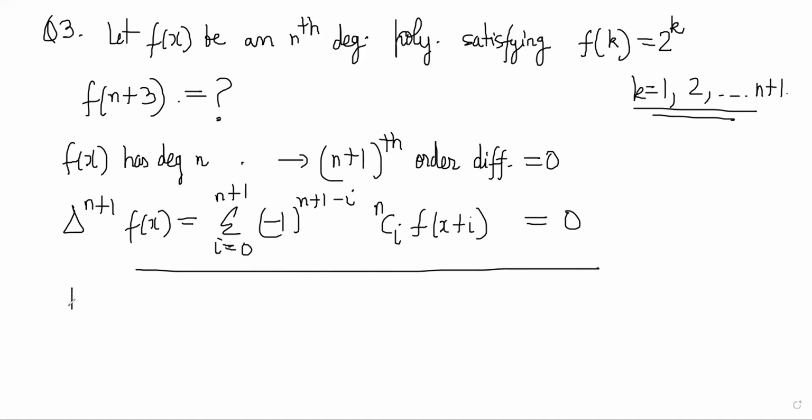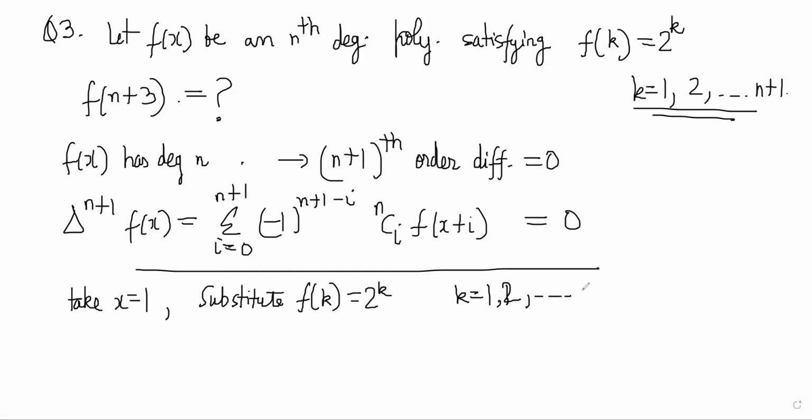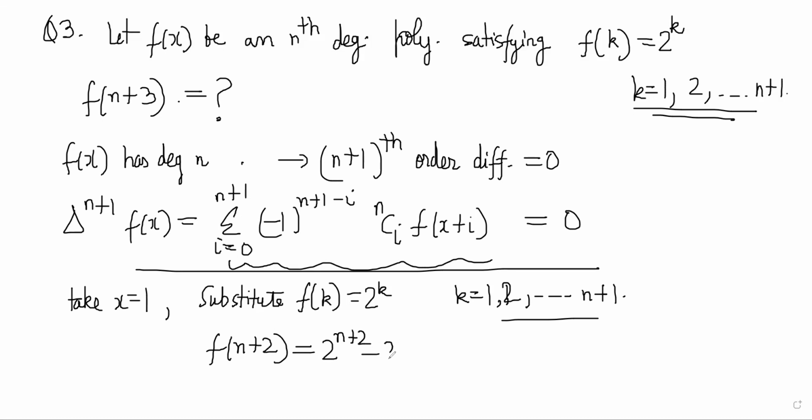Now we can take x is equal to 1 here and substitute values of f of k is equal to 2 power k for k is equal to 1, 2 till n, minus n plus 1, right? Once you do that substitution, you will be finally able to find out the value of f of n plus 2 from here. Expand this summation, put all the numbers, and f of n plus 2 comes out to be 2 power n plus 2 minus 2.